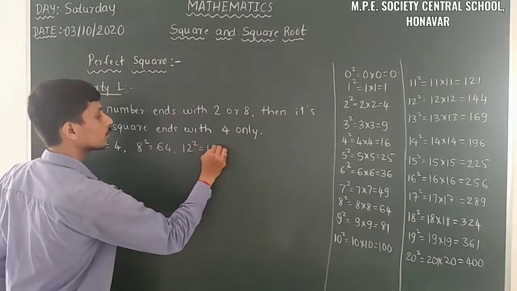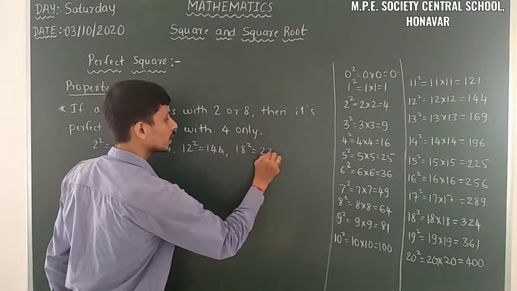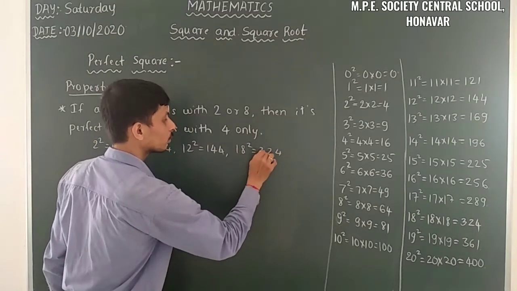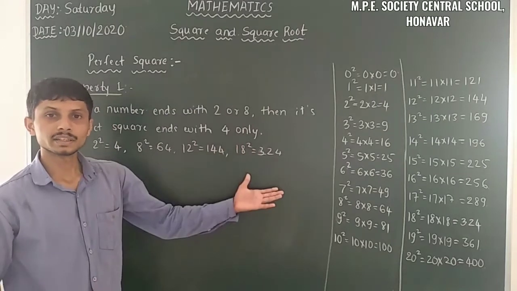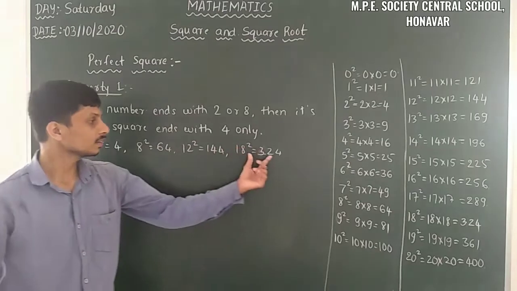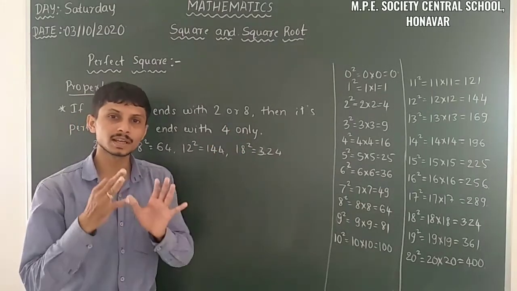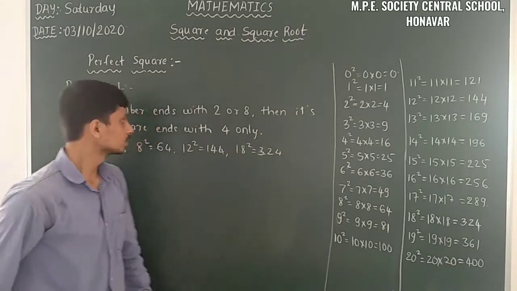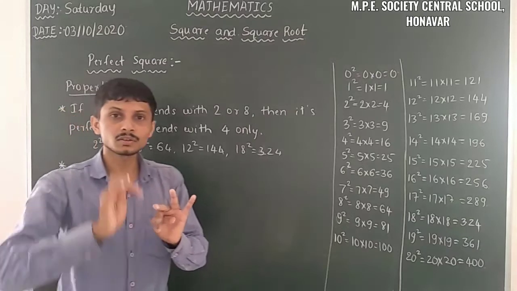Like that. That means initially the number ends with 2 or 8, and then after getting the perfect square, all those numbers end with 4 only. So next we have to take the next one. Here 0 is over, 1 is over, 4 is over.